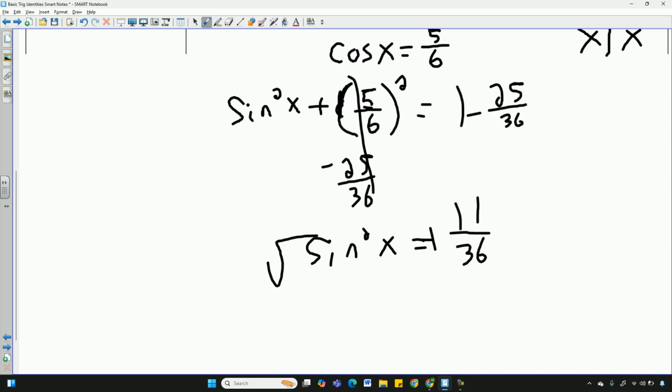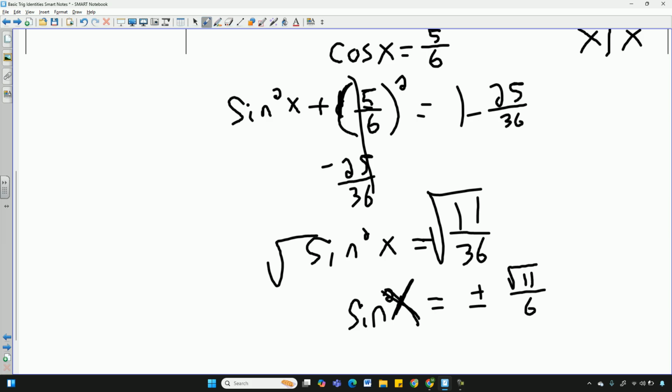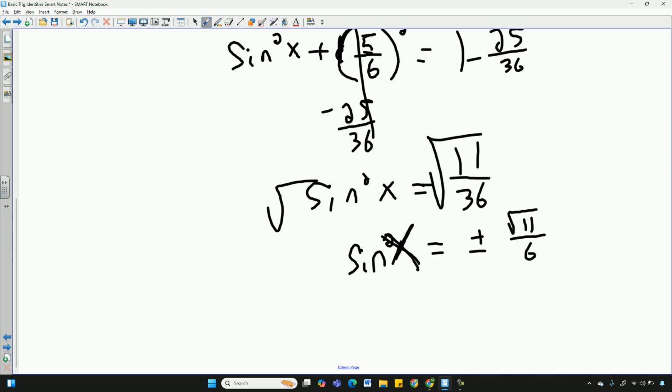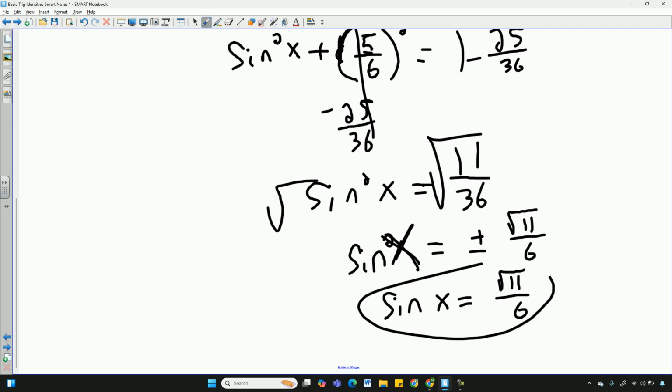Square root both sides. They told us sine was going to be positive, so technically sine of x, when I square root, is going to equal plus or minus the square root of 11 over 6. We have to decide what version we want. They told us sine was positive, so sine of x is going to equal square root of 11 over 6, positive. Now I guess if we have sine and we have cosine, we can just divide them to get tangent.